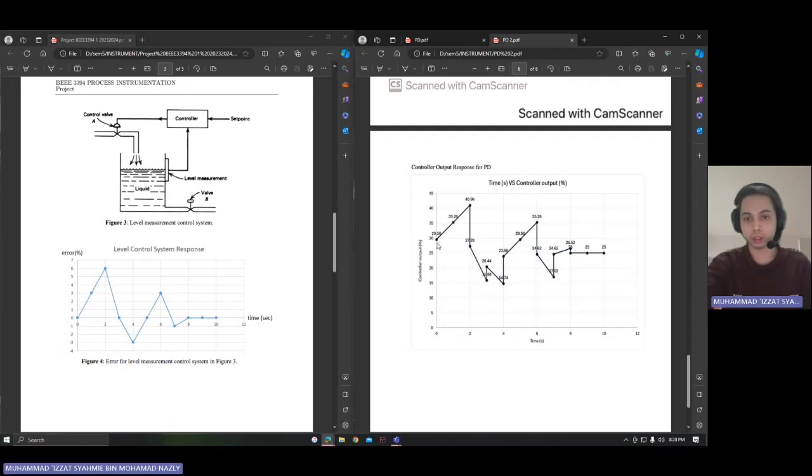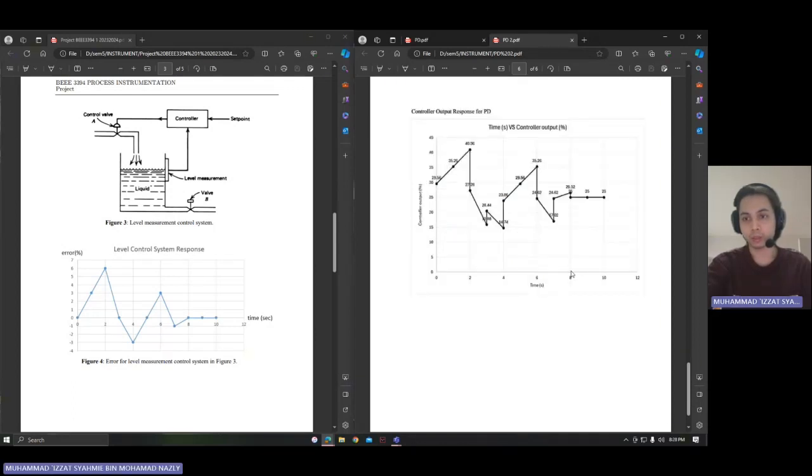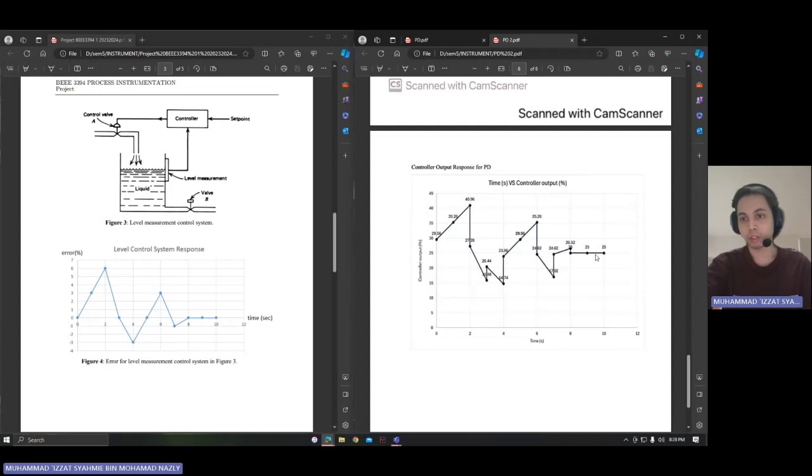As you can see here, at 0 seconds the output is 29.56, at 1 second it increased to 35.26, and at 2 seconds it increased to 40.96, and also in 2 seconds it decreased to 27.28, and so on until the time of 8 seconds, when it becomes constant: 25, 25, 25.